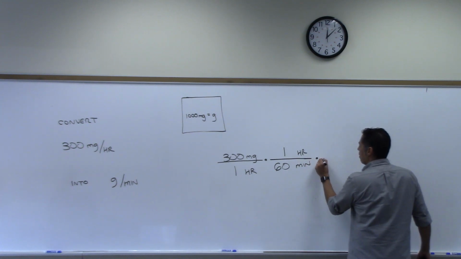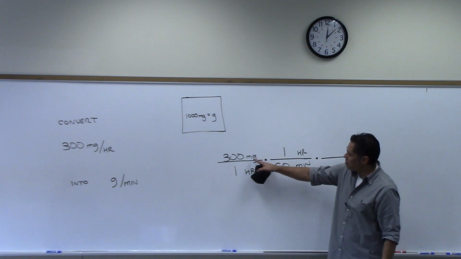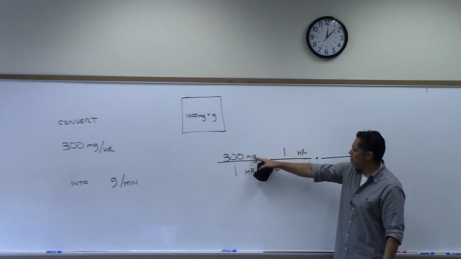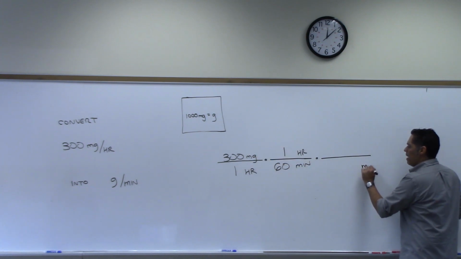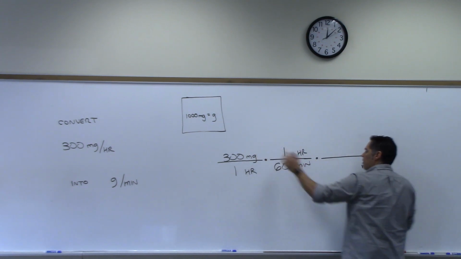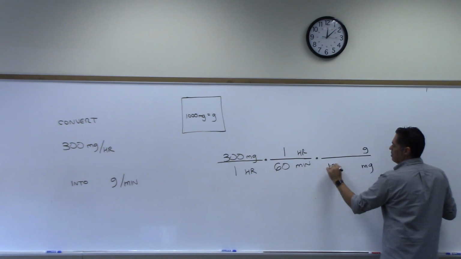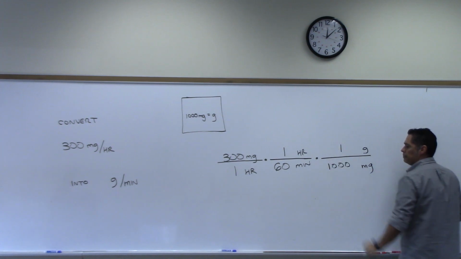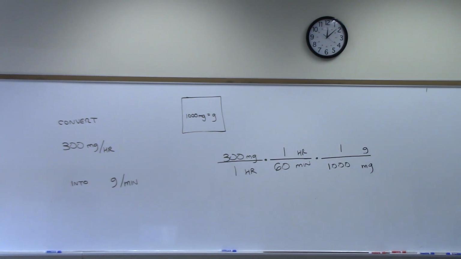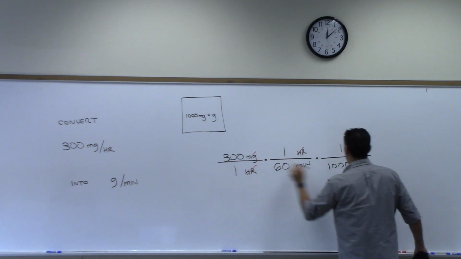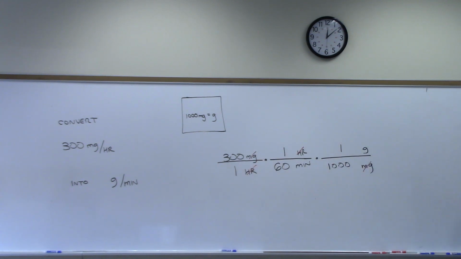Now let me try and take care of the next unit, the milligrams, right? I want that to become what? Grams. So I want milligrams to go away. I must put milligrams on the bottom so that it cancels with the milligrams on the top. And grams will have to be on top. And it was what, 1,000 milligrams in 1 gram. And if I do that, look at everything that goes away. The hours go away, right? And the milligrams go away. And now you just multiply the numbers across the top.